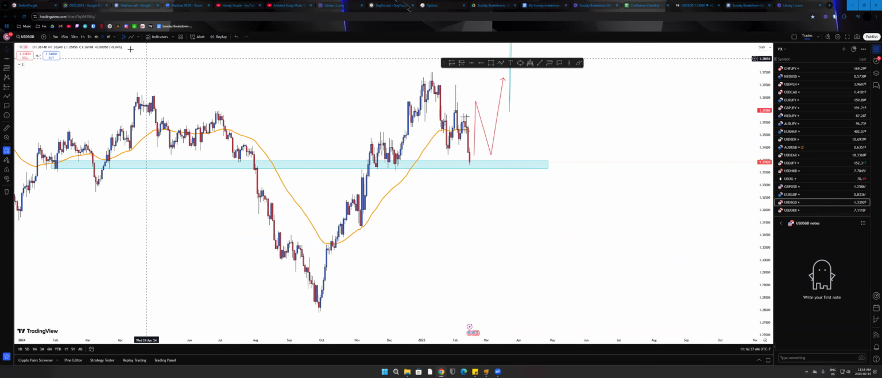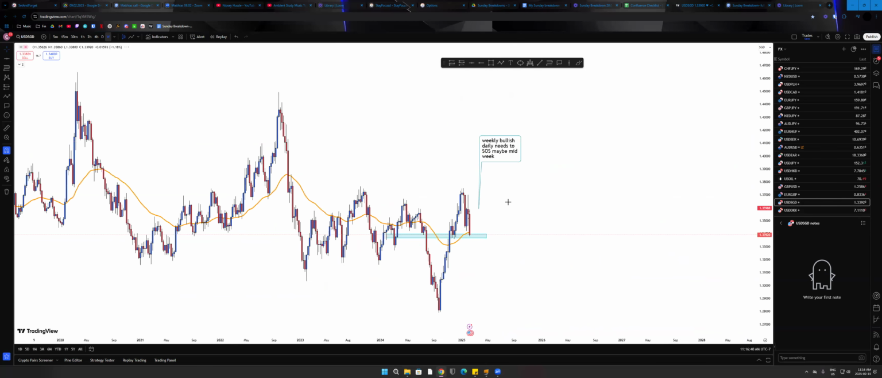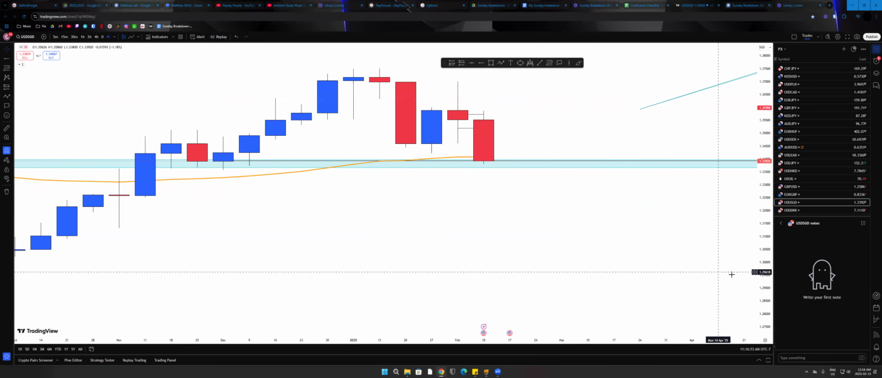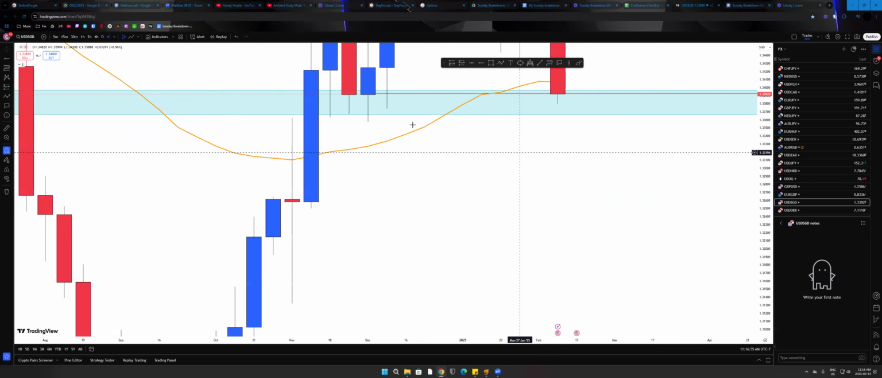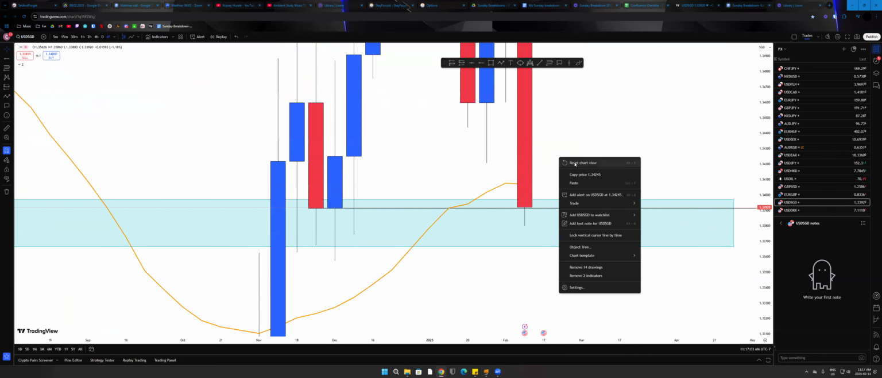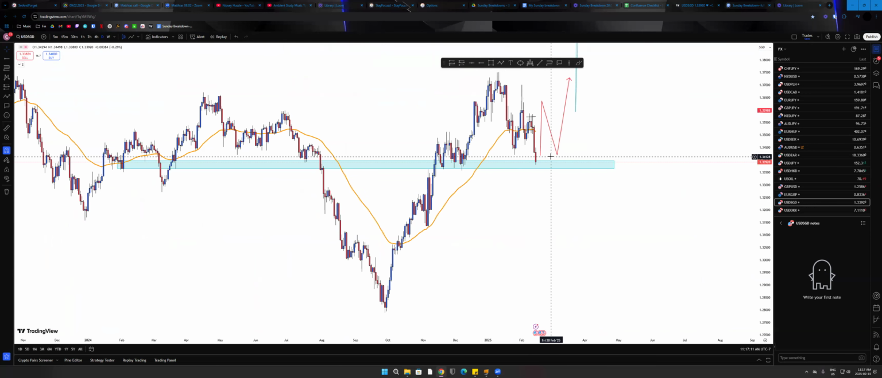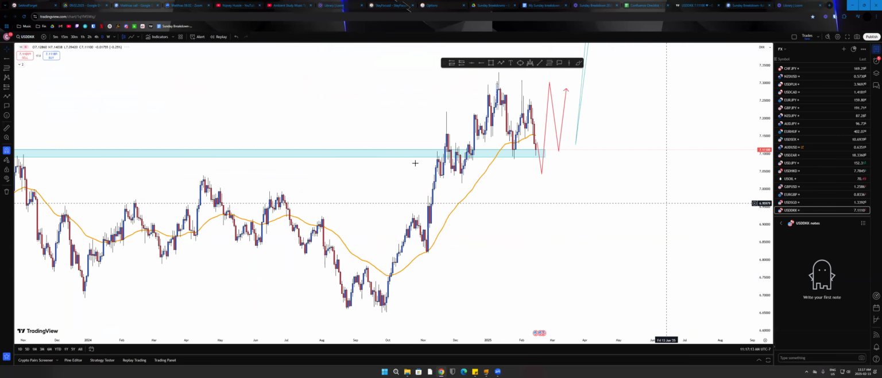USD/SGD weekly is... All right, perfect. So weekly is bullish and daily is bearish, so we need that to shift.